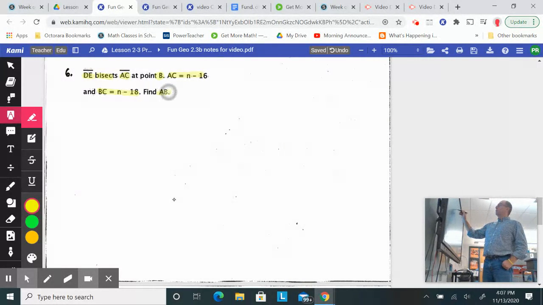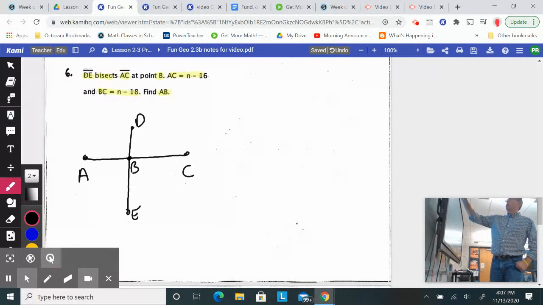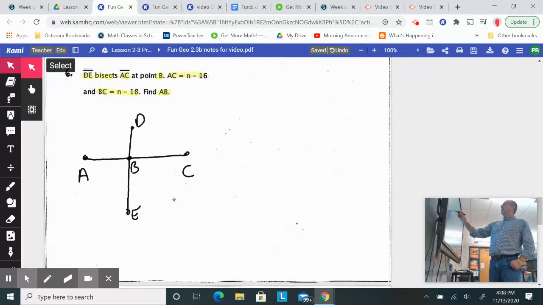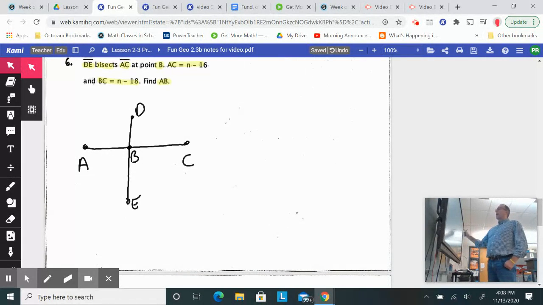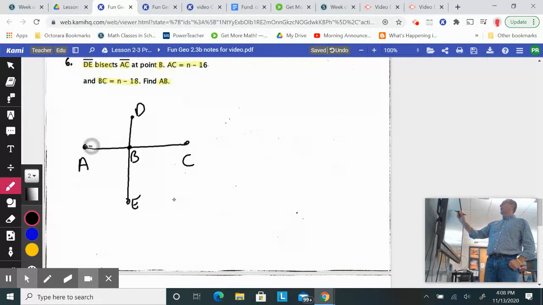We're supposed to find A to B. Let's draw a picture. That picture shows I have this line segment A to C. It's being bisected by line segment DE at point B right there. And since it bisects it, that means these distances must be the same. A to B has to be the same as B to C.